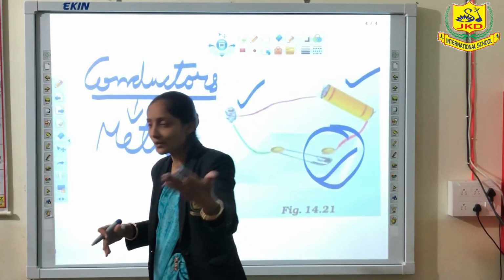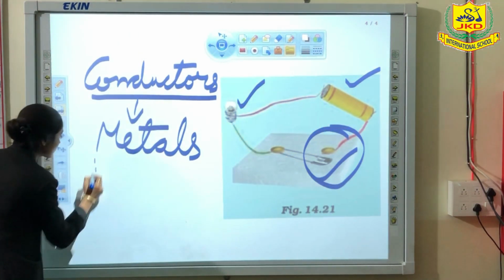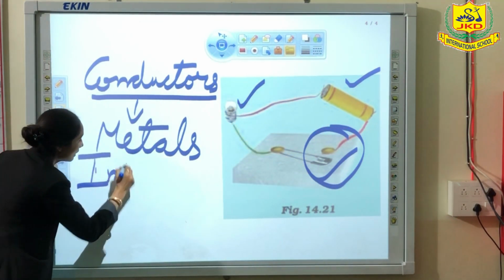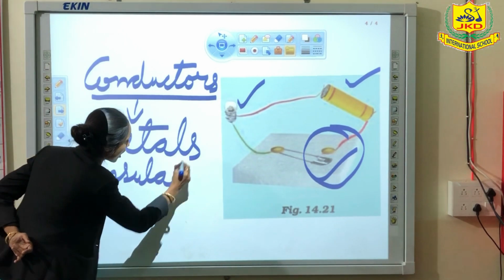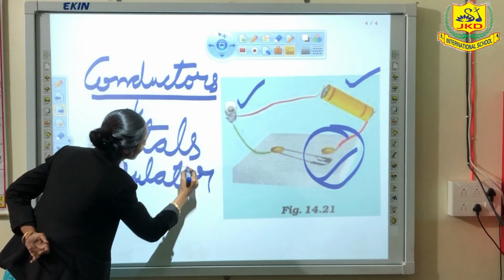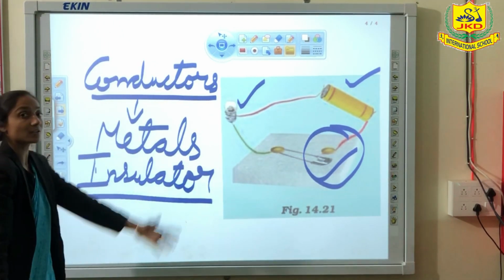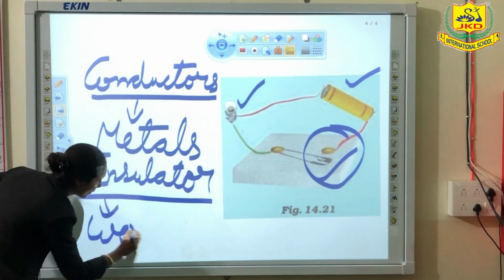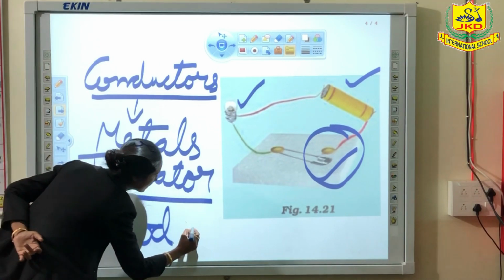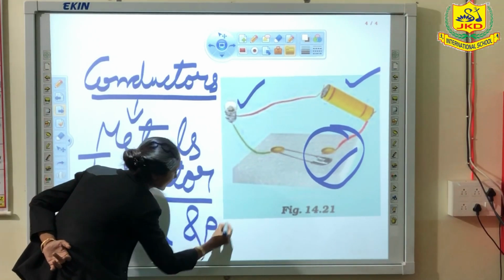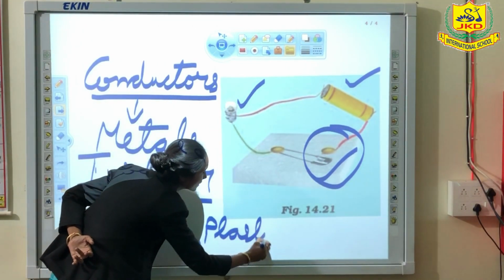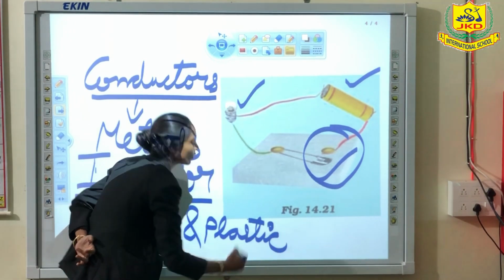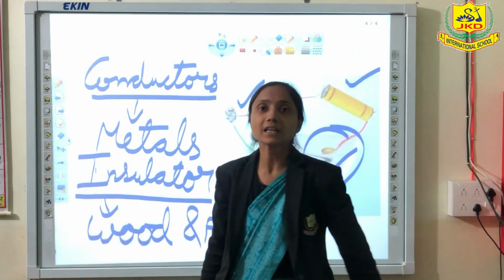An use of an insulator. What is an insulator? An insulator is nothing but a substance which does not pass on current. For example, wood and plastic. So these are the things which do not allow the current to pass.